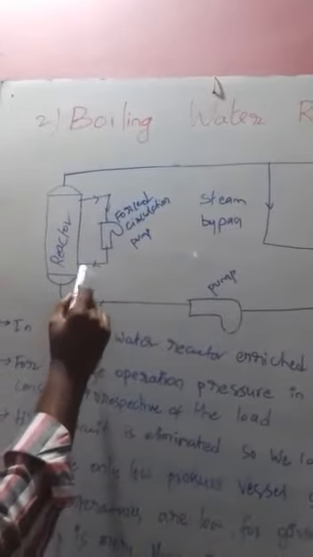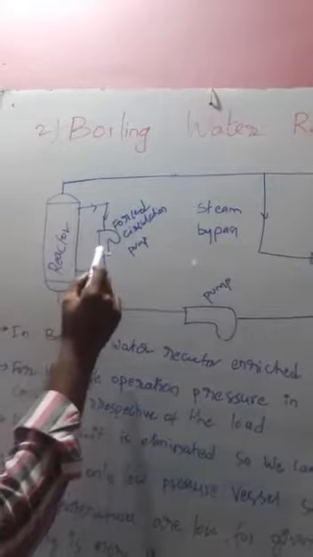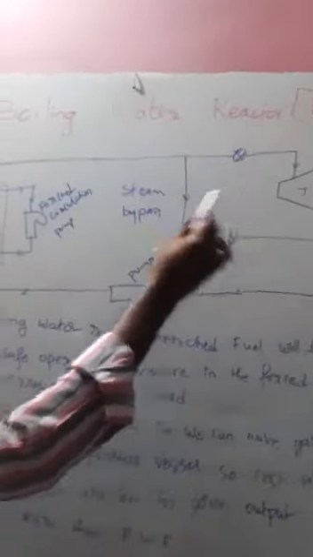Principle of boiling water reactor. What are the components presented in this circuit? Reactor, forced circulation pump, turbine, condenser, feed water pump, and another circuit for steam bypass. What is the difference between the previous reactor and this reactor? Here there is no secondary circuit for generation of the steam.